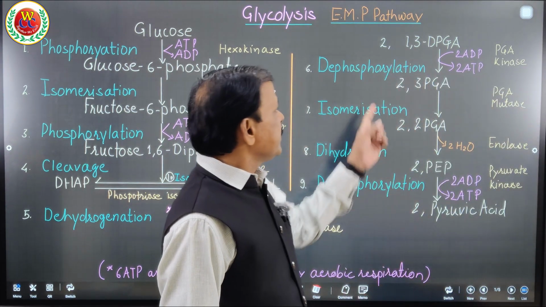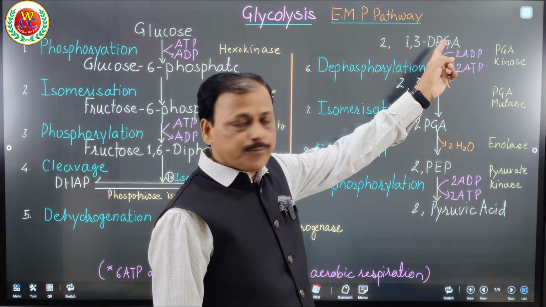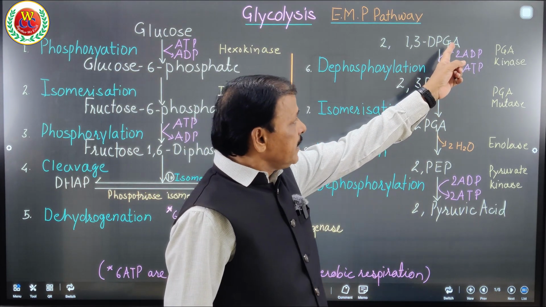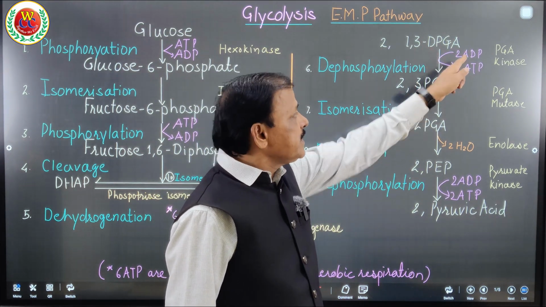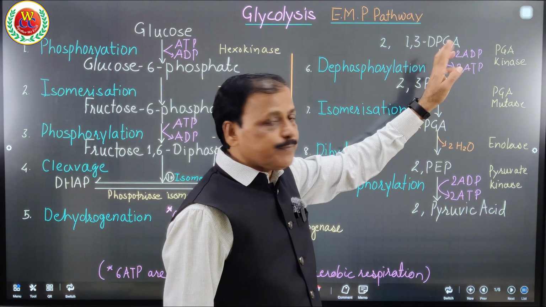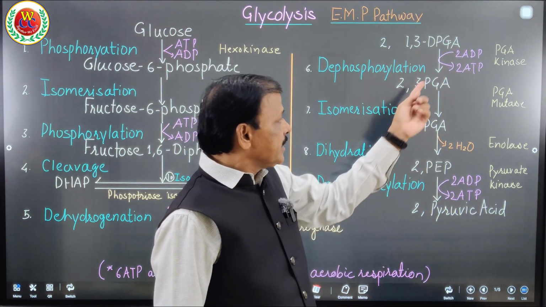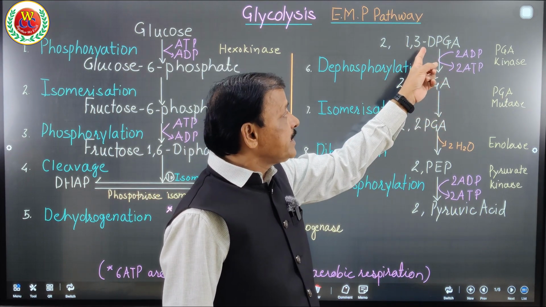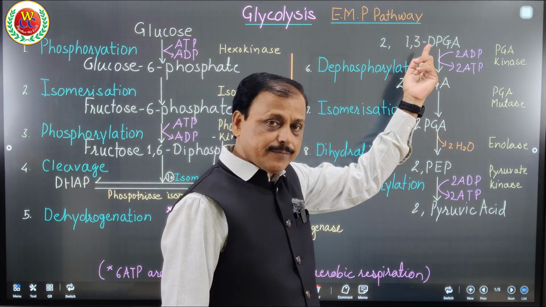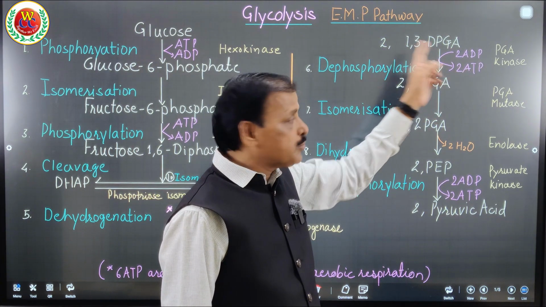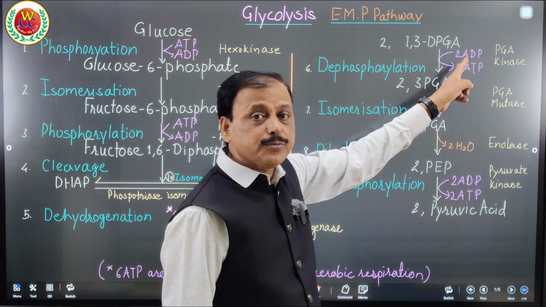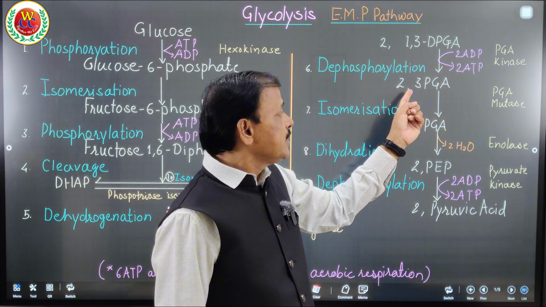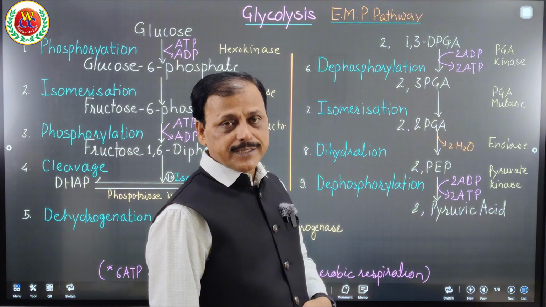So continue here. These 2 molecules of 1,3-DPGA undergo dephosphorylation. That means from DPGA, 1 phosphate is released and combines with ADP to produce ATP. Here ATP is produced. And the byproduct is 2 molecules of 3-PGA, not 1,3-PGA, because the phosphate from the first carbon is released from those 2 molecules to combine with 2 molecules of ADP to produce 2 molecules of ATP, and thus the ultimate production is 2 molecules of 3-PGA.